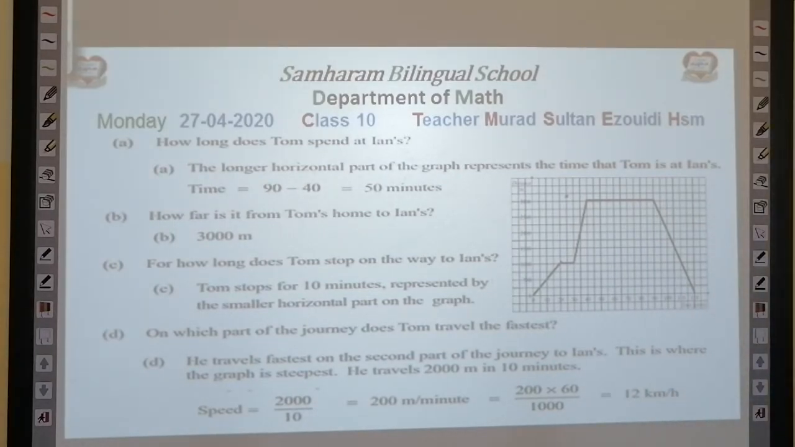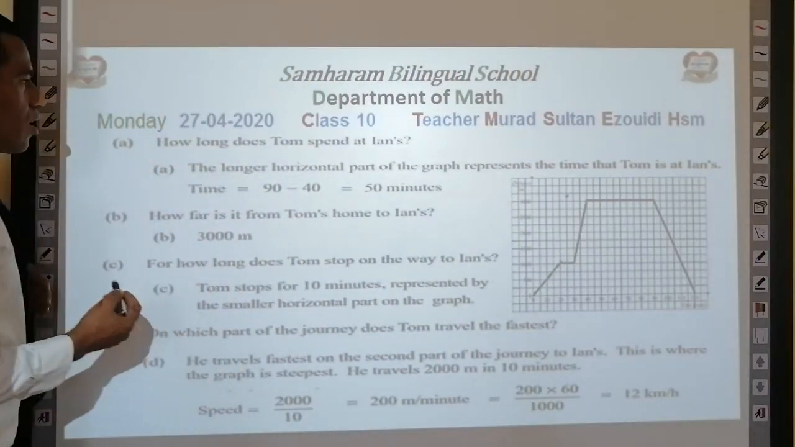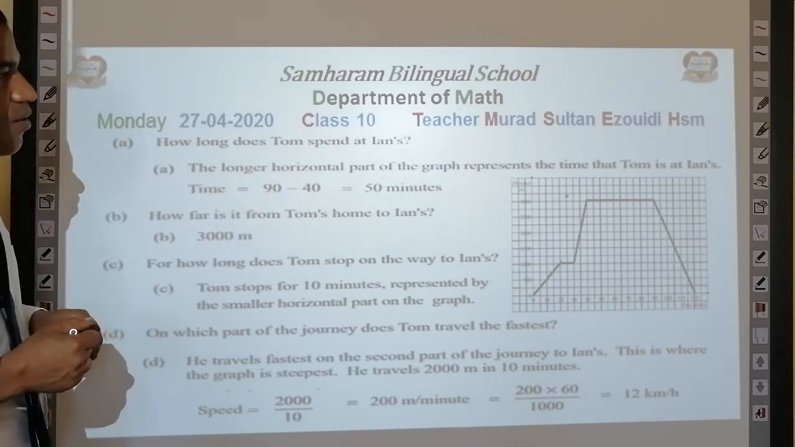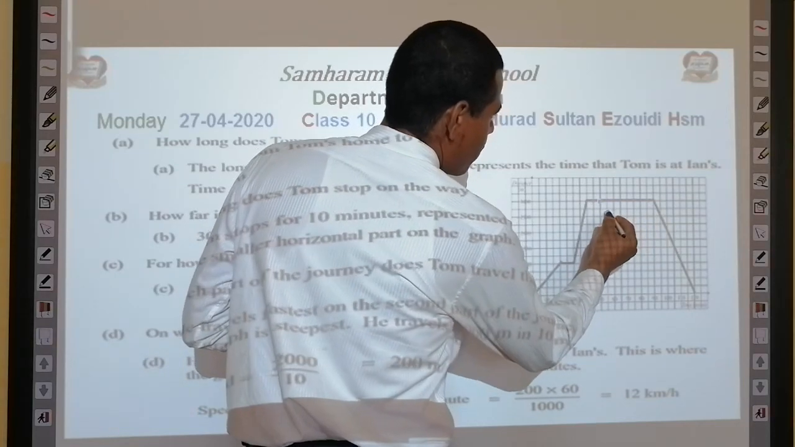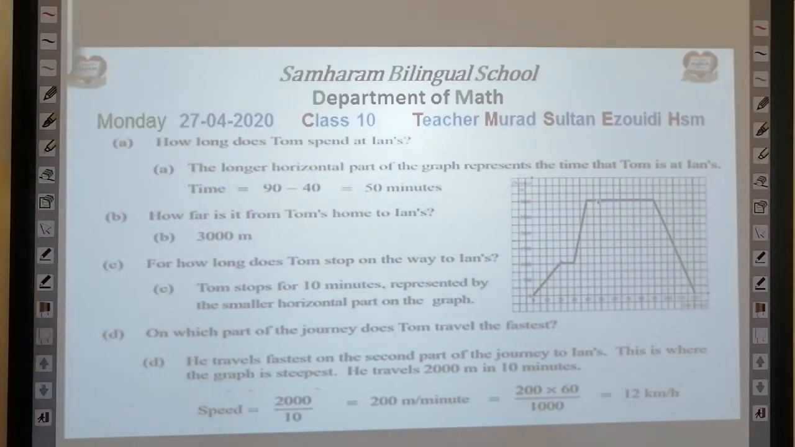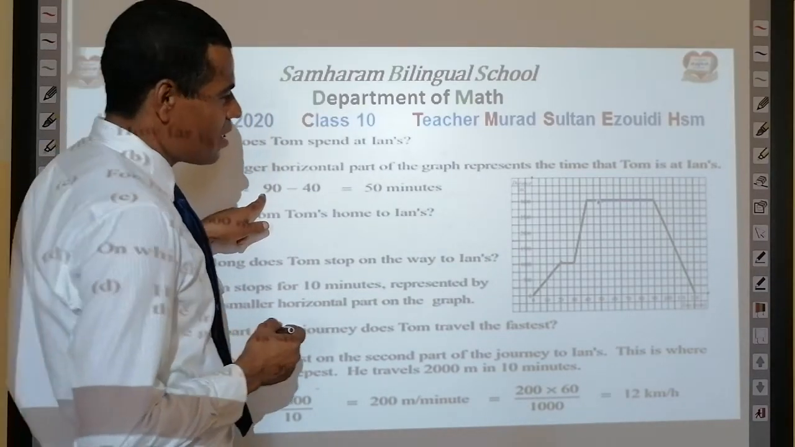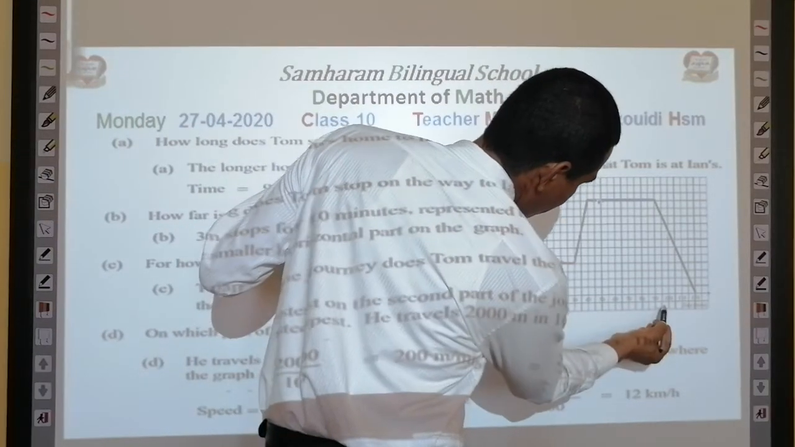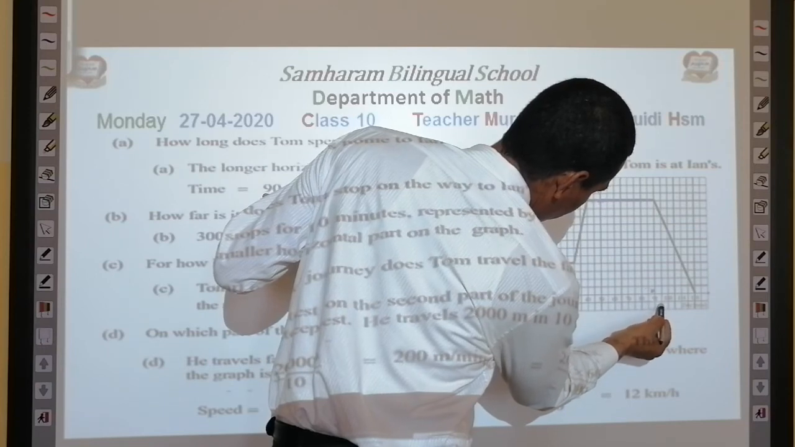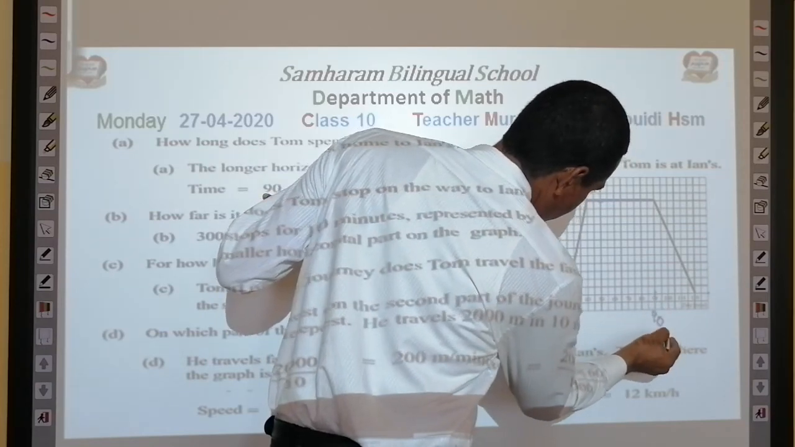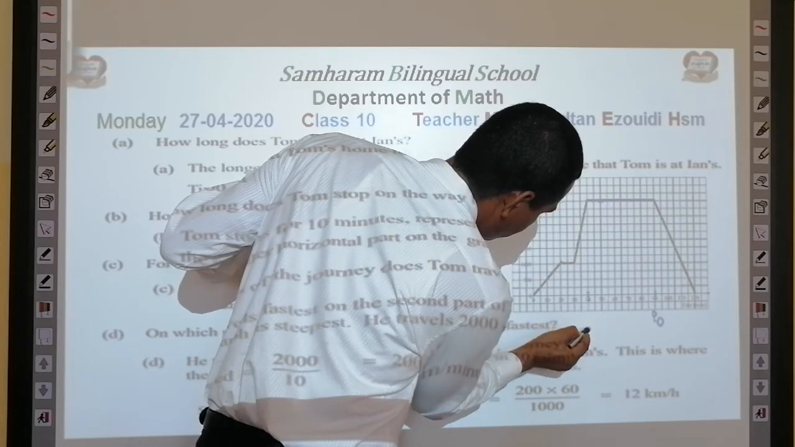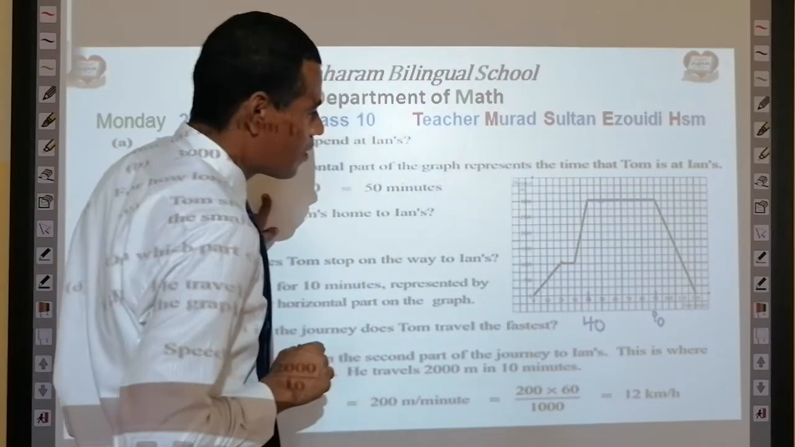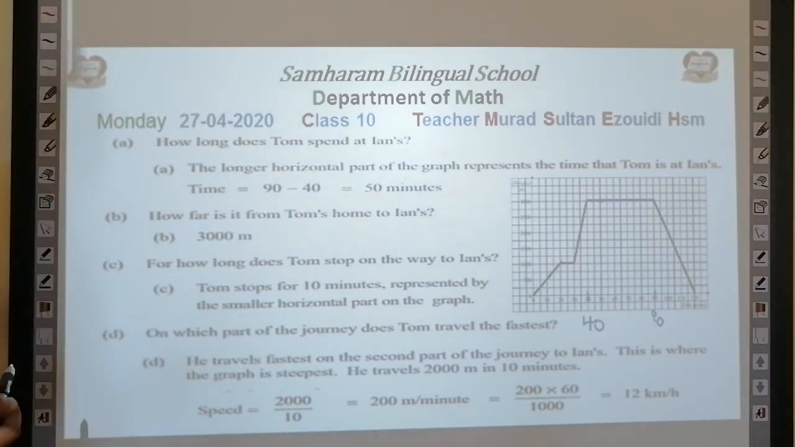We can say that. How long does Tom spend at Ireland? So, the longer horizontal part of the graph, this one represents Tom is at Ireland. Okay, so the time is what? This is 90, my learners, minus 40, this one is 40, okay. Then it will be 50 minutes.